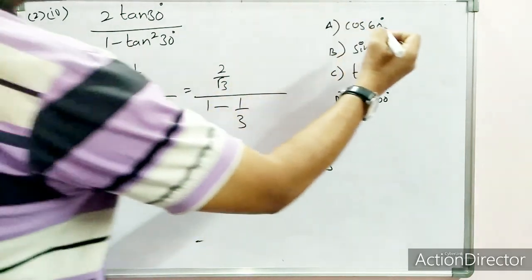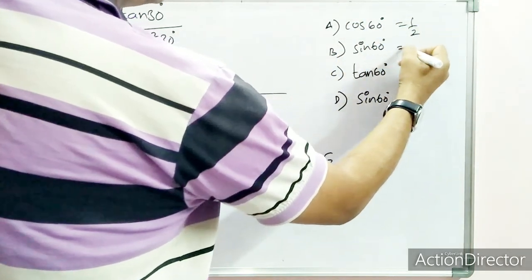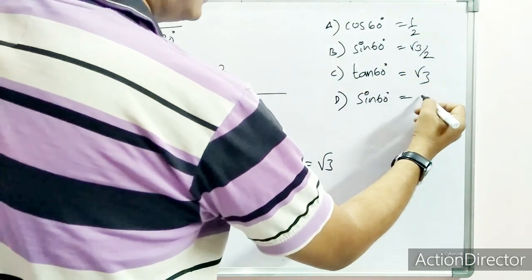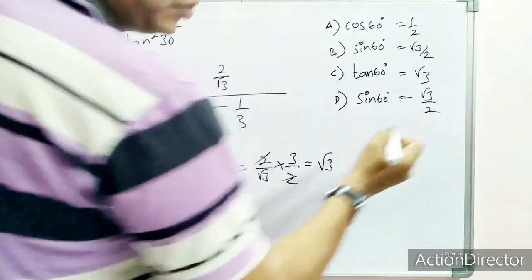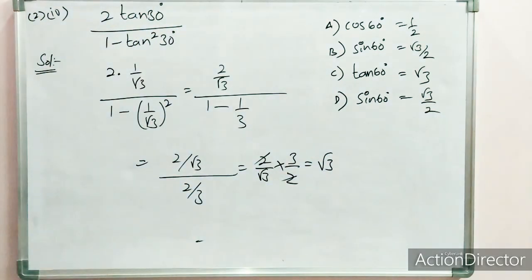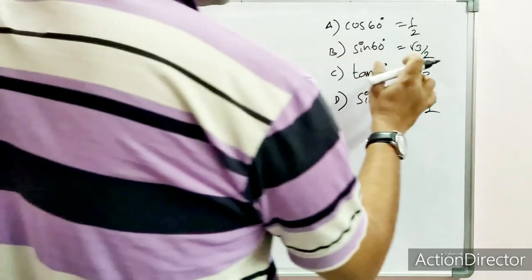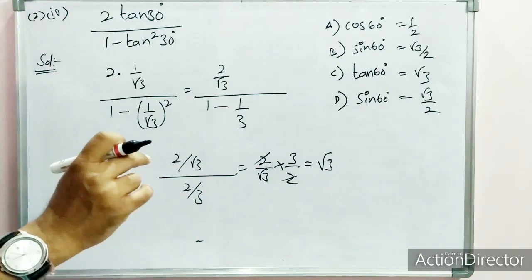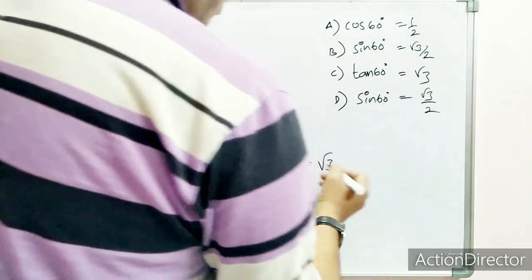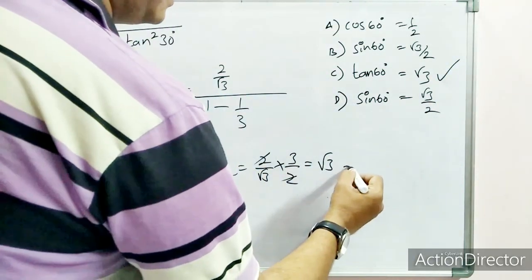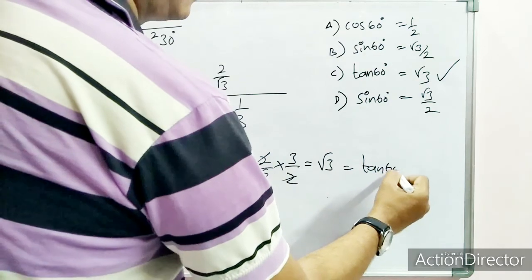So check the options. Cos 60 is 1 by 2, sin 60 is root 3 by 2, tan 60 is root 3, sin 60 is root 3 by 2. Now what are the options here? C is tan 60. First one is cos 60. Second option is sin 60. Okay, what is the option here? C is the option. It's equal to tan 60.